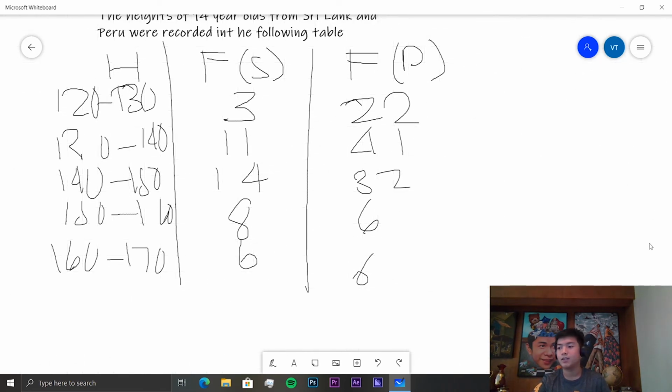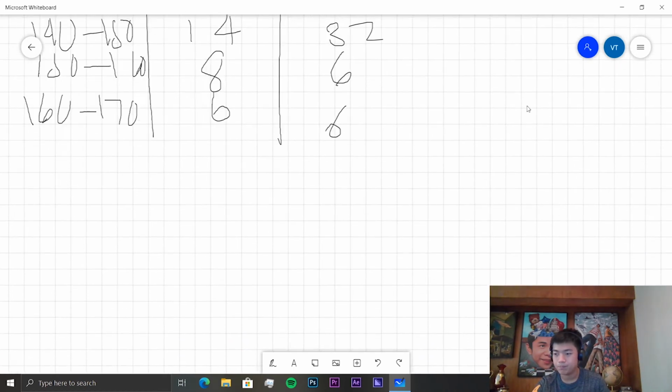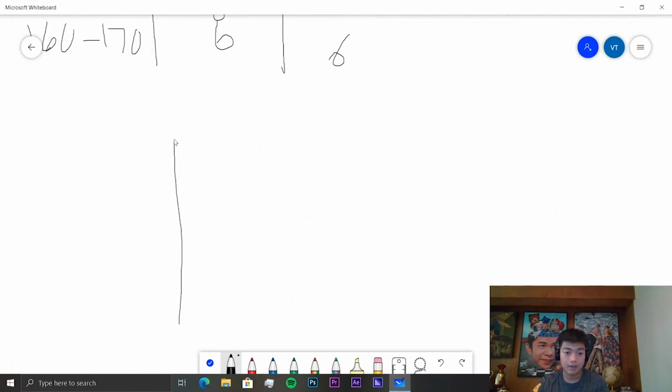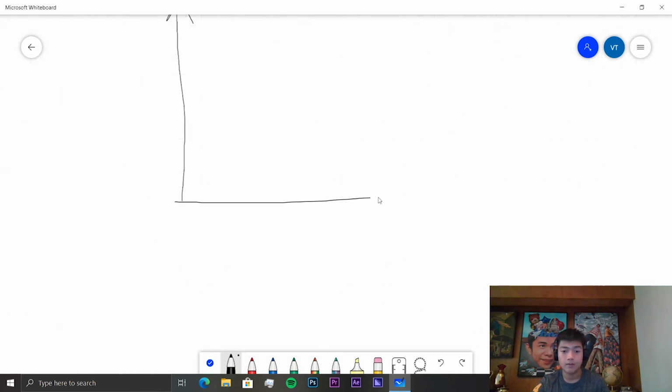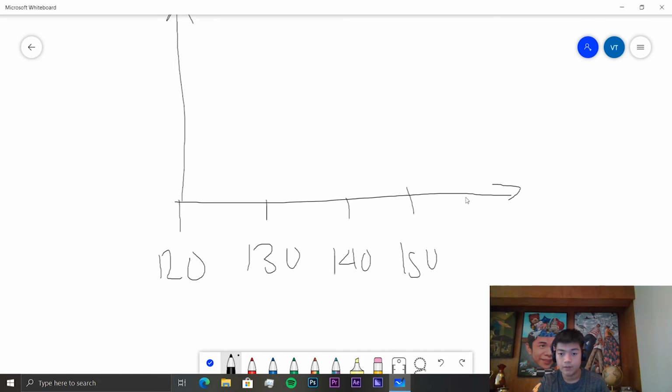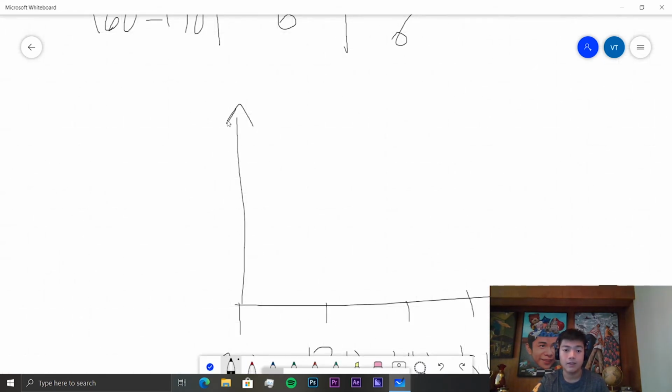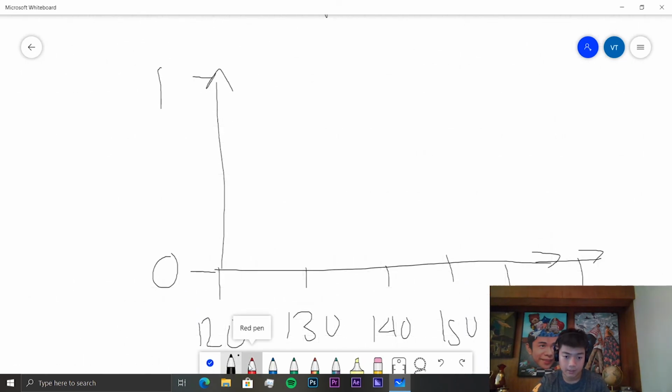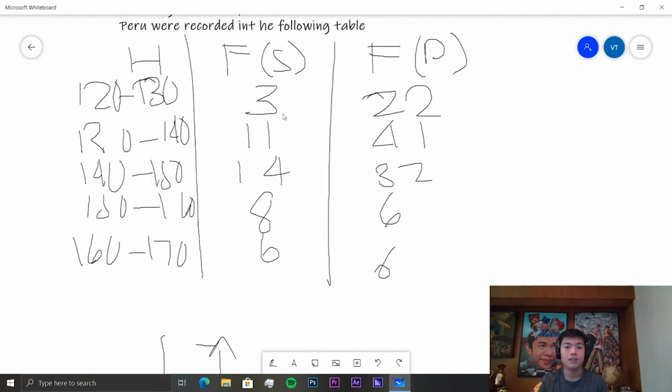So next we need to construct a relative frequency histogram. So let's draw it here on this axis. We have 120, 130, 140, 150, 160, and 170. And over here we have the relative frequency from 0 to 1. So let's draw this red for Sri Lanka. So actually, we need to know how many kids were interviewed in total.